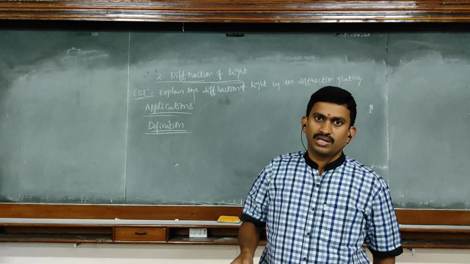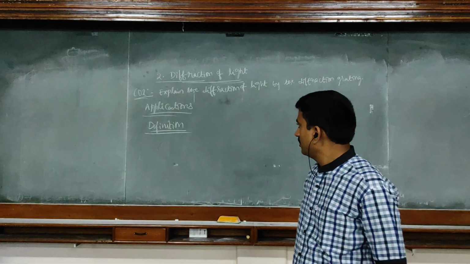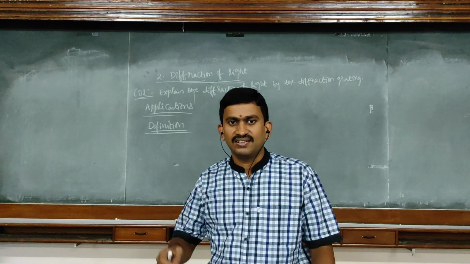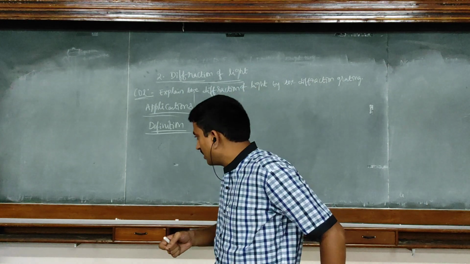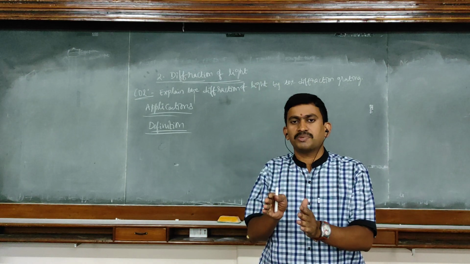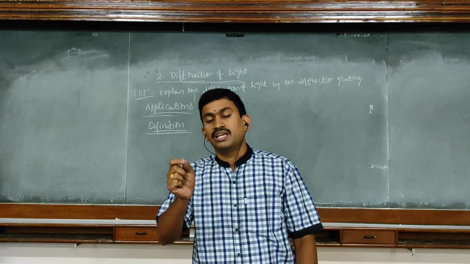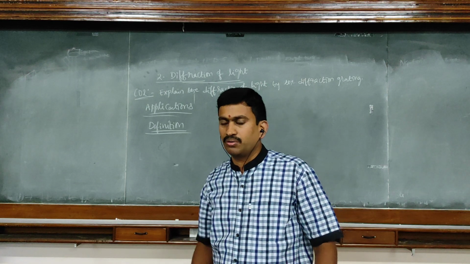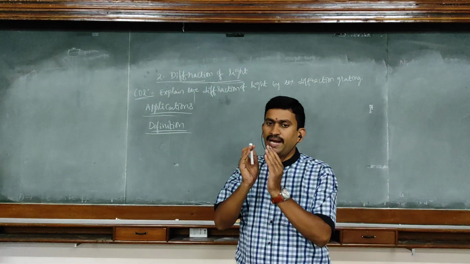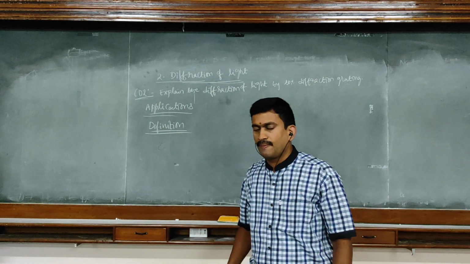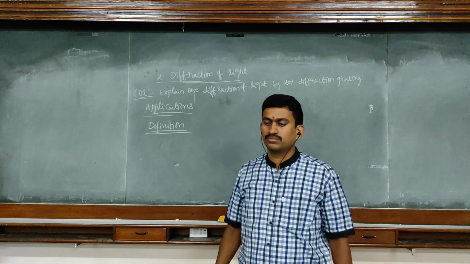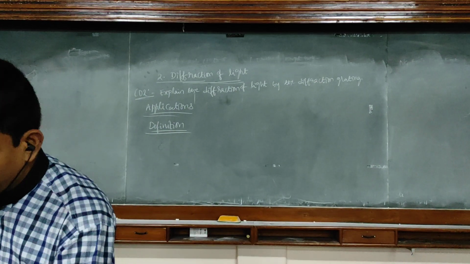So, in this particular small experiment, in this small description, we can clearly understand that when light falls on any obstacle or aperture, and the size of the obstacle or the aperture is comparable to the wavelength of the wave, it undergoes diffraction. Then the light can bend around the corners of the obstacle or aperture and enter the geometrical shadow. In this particular example, you can see it.